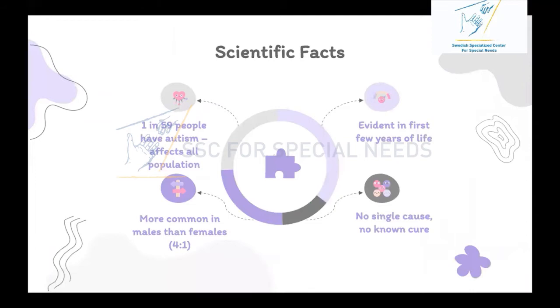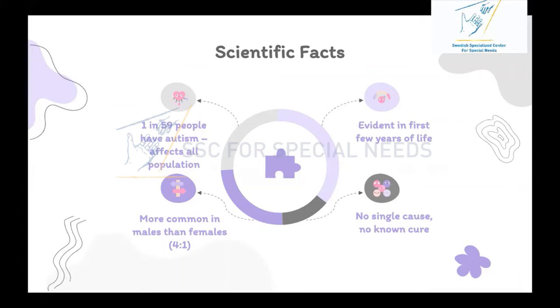Let's have a look at some scientific facts and what we know in numbers. 1 in 59 people will have autism. These numbers are increasing because of general awareness and people getting better diagnosis. Autism affects all populations, so all ethnic and socioeconomic groups, although minority groups tend to be diagnosed later and less often.